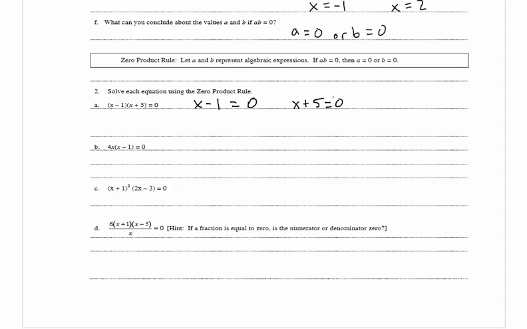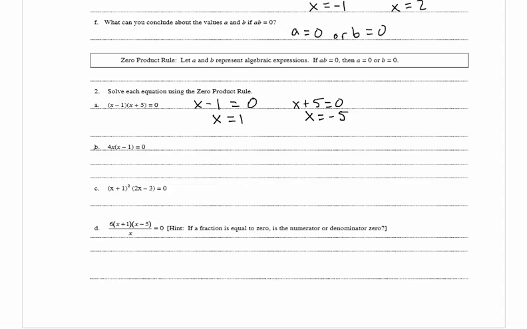And now we solve both of these and we add 1 to both sides for the first equation and we get x is equal to 1. And for our second equation, we subtract 5 from both sides, and we get x is equal to negative 5. So this equation is equal to 0 if x is equal to 1 or if x is equal to negative 5.